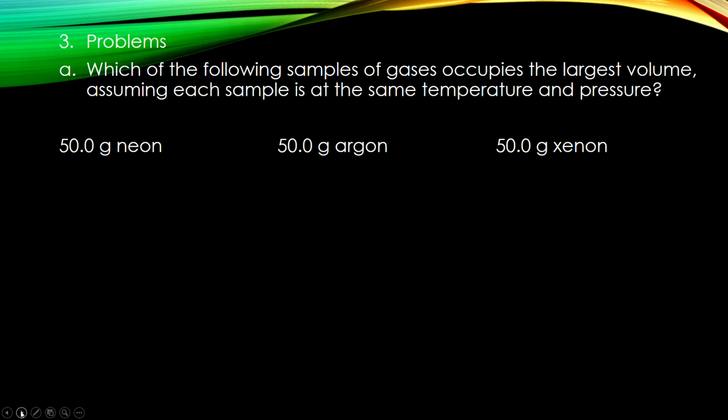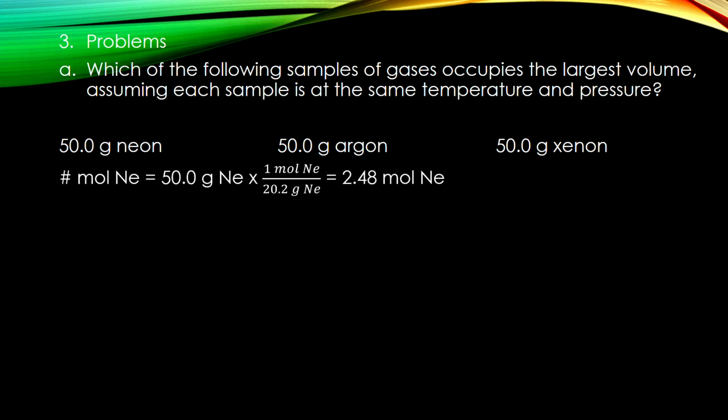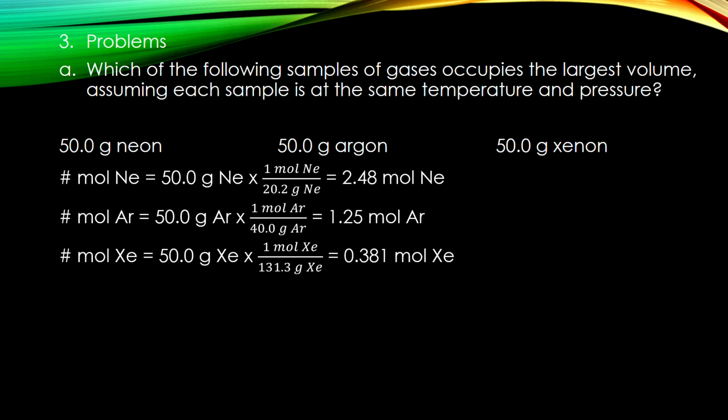So which of the following samples of gases occupies the largest volume, assuming each sample is at the same temperature and pressure? So in this case, we have the same amount in terms of mass of each. So what we have to do is figure out the number of moles, because remember, mass doesn't tell the whole story. So first of all, we'll start with neon. We take 50 grams of neon, and then we use the molar mass of neon from the periodic table to determine that we have 2.48 moles of neon. Then we do the same thing for argon, and we have 1.25 moles of argon. And lastly, we do xenon, and we end up with 0.381 moles of xenon.